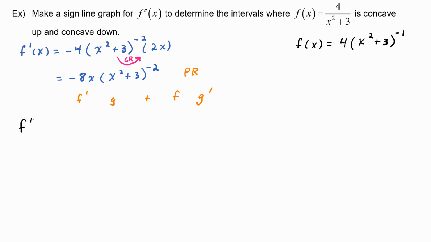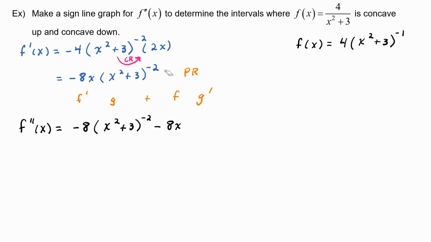Then f double prime of x is going to be the derivative of the first, which would be negative 8 times g, x squared plus 3 to the negative 2. Bring down this plus sign. Then we have the first, which is negative 8x. So let's change this to subtracting 8x times g prime.